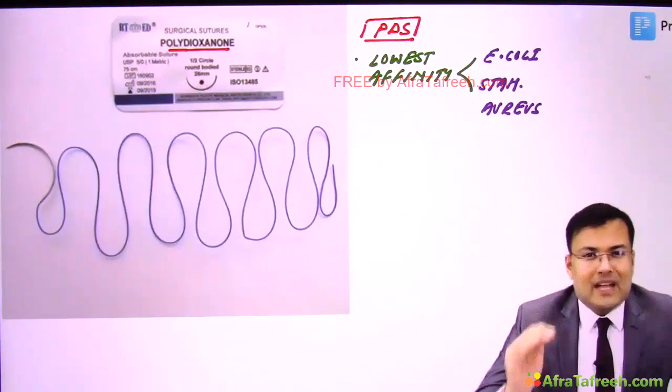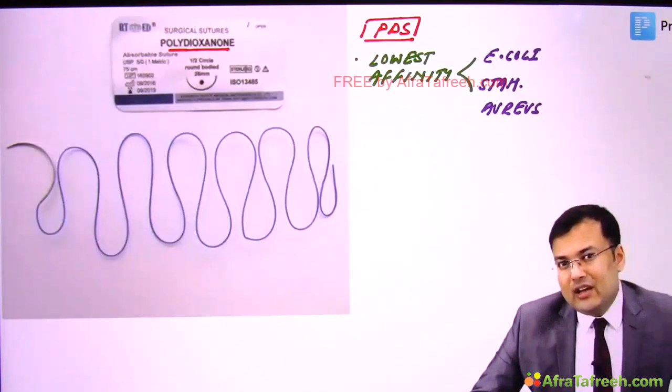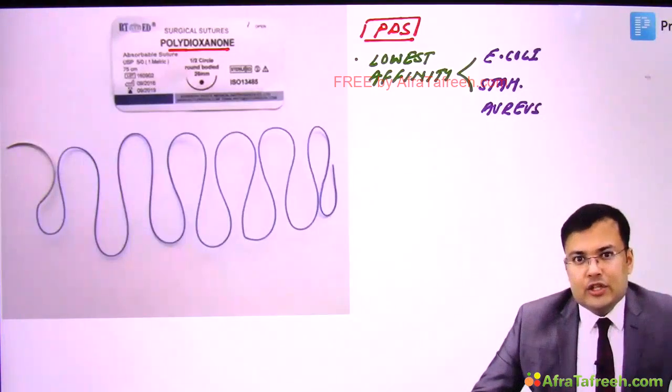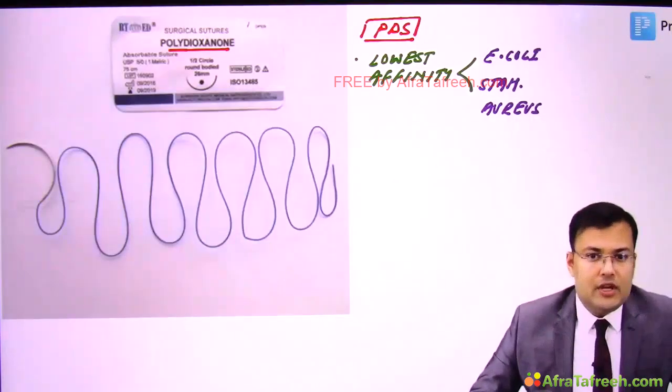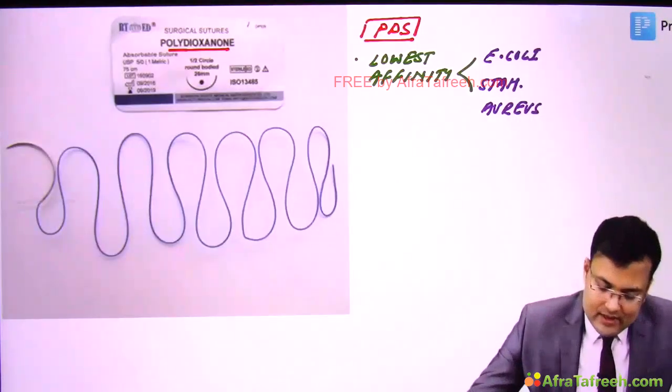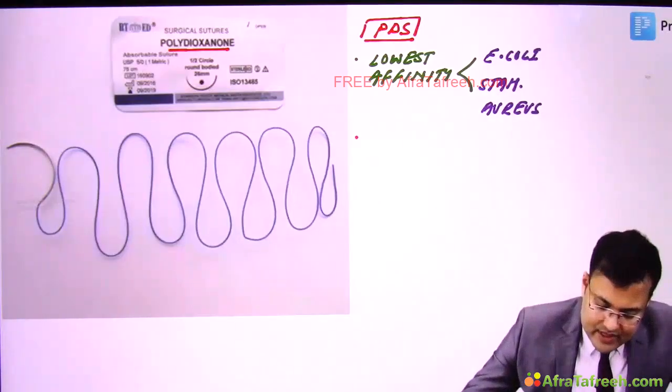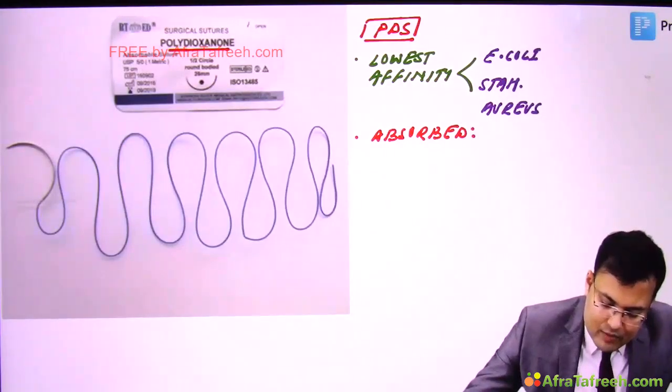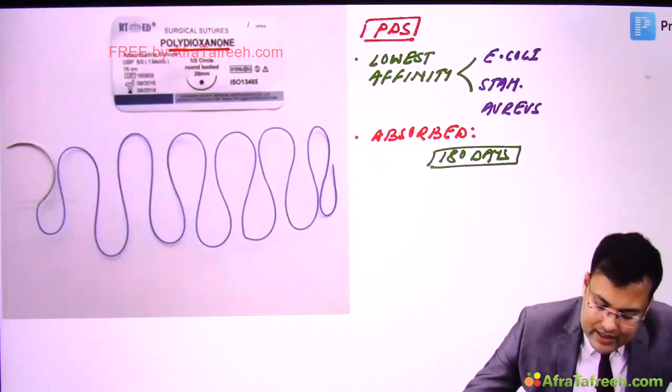Pancreaticojejunostomy has the maximum risk of anastomotic leak. At pancreaticojejunostomy, which suture do we use? PDS, right? It is absorbed in how many days? You have to remember, 180 days. Clear? And that's why it is used in Whipple's procedure, especially for which anastomosis?